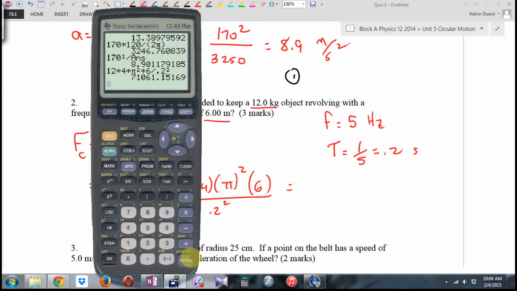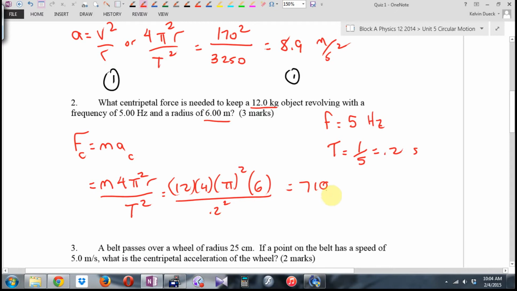Now, that seems really high, but wait a minute. First of all, let's write down the answer, 71,000 newtons. At first I thought, that's crazy high, but then I asked, what's the mass here? 12 kilograms, about 25 pounds. What's the radius here? 6 meters, about from me to Sam. And how long is it taking to go around in a circle? 0.2 seconds.